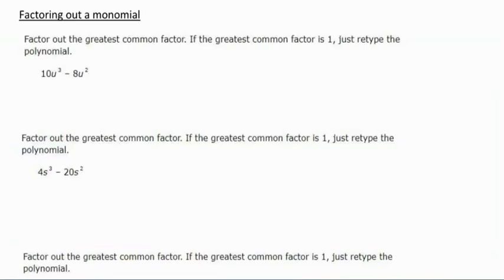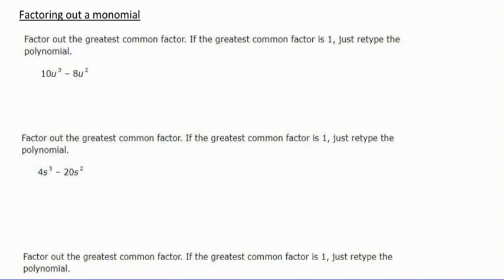In this video, we will talk about factoring out a monomial. Our prompt here is: factor out the greatest common factor. If the greatest common factor is 1, just retype the polynomial. In our last video, we talked about finding the GCF of 2 terms. We could also do that with 3 terms or however many terms we wanted.